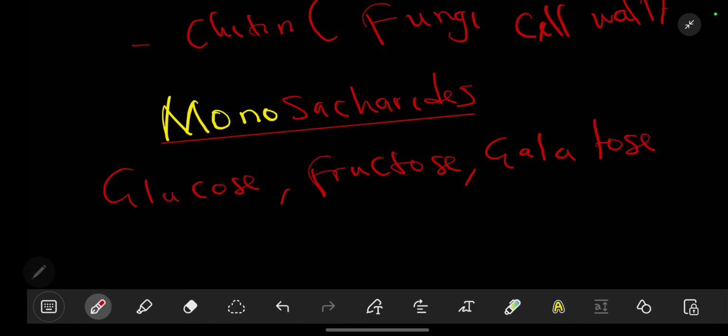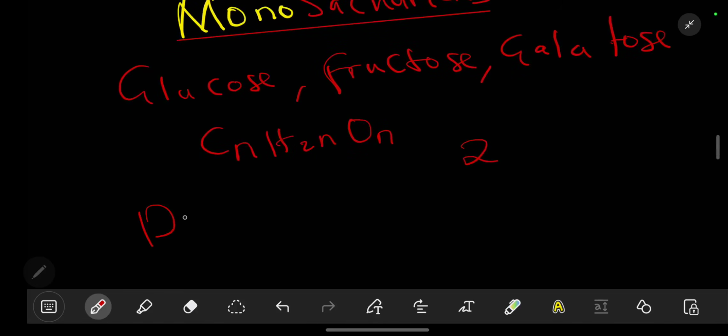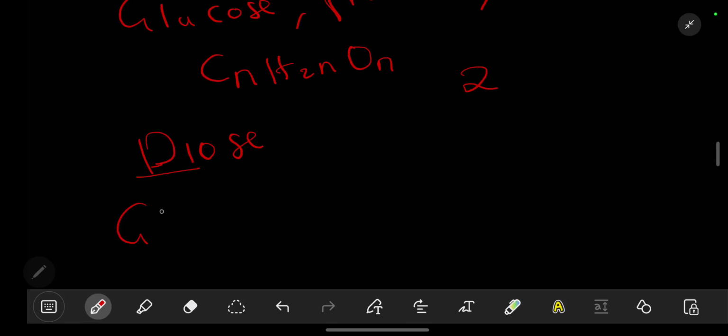Remember the carbohydrates have CH2O. Beginning with a number of carbons equal to 2, we call them diose. The name comes from the number of carbons that are there. If we have 2 carbons, di means 2, so we have diose. The example that we might have here is glycoaldehyde.